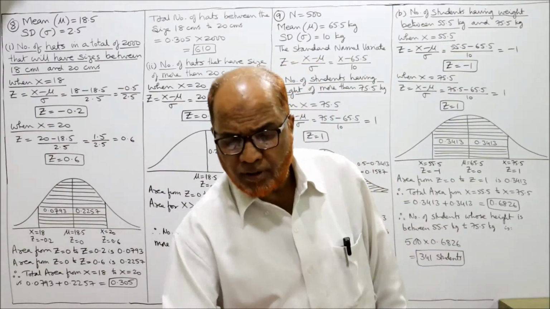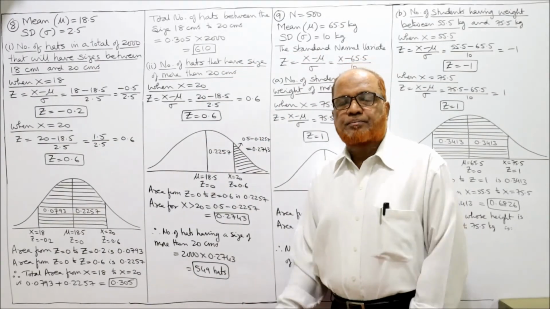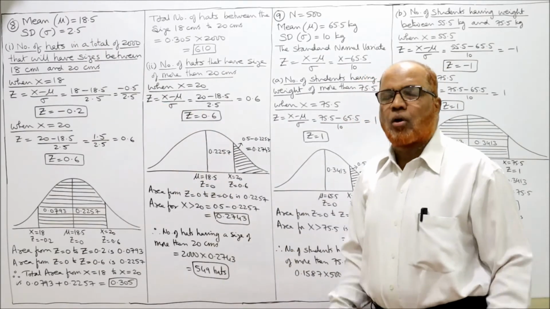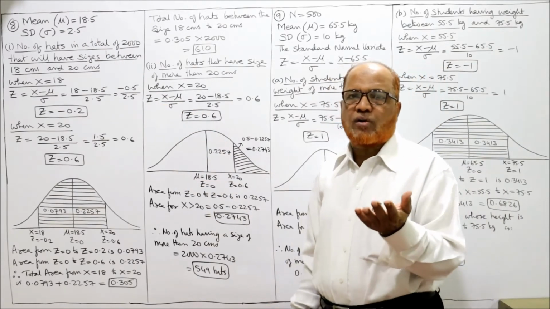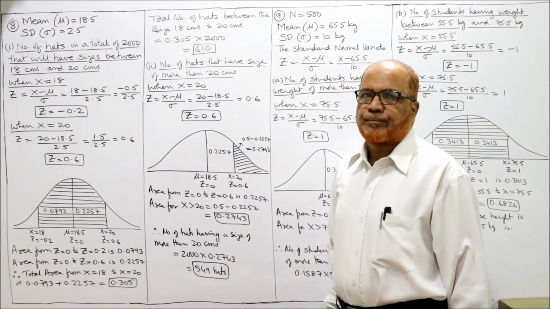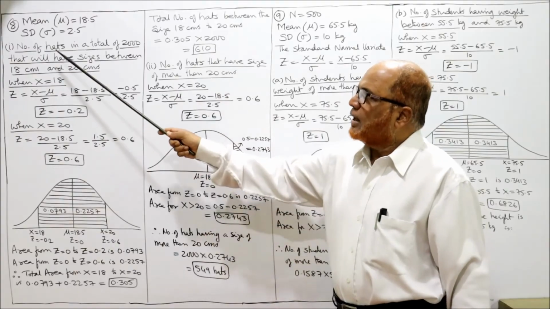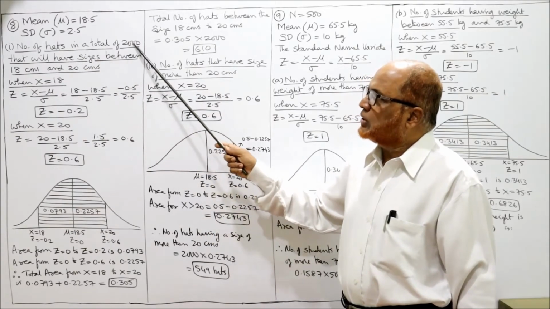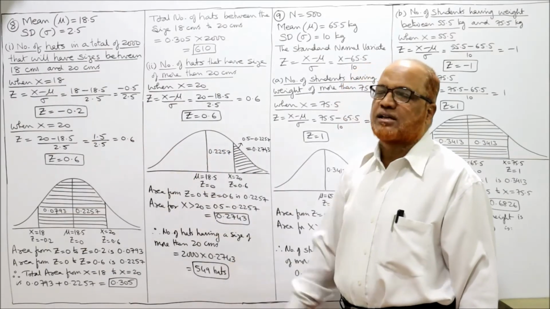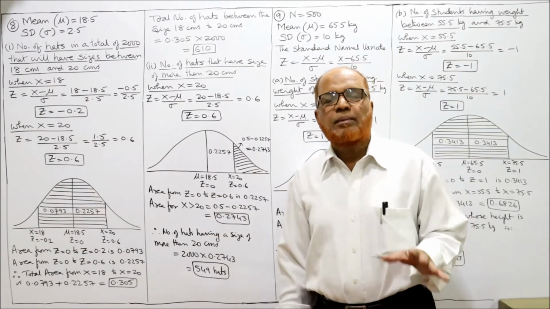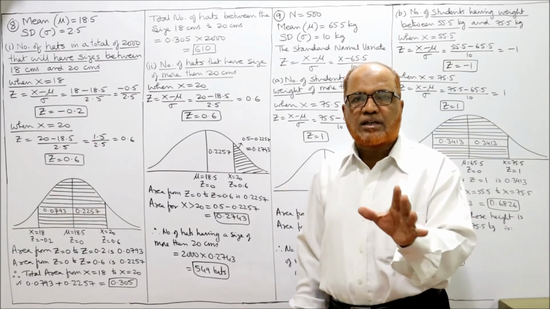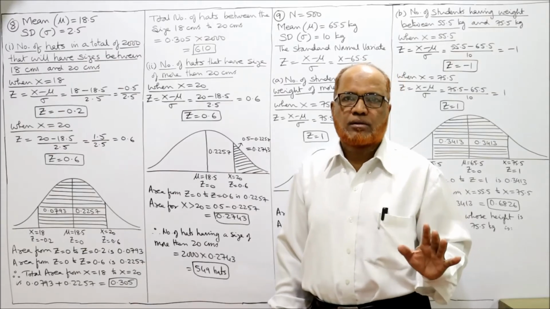That's it. So first of all, you understood the contents of the problem. The mean mu is 18.5 centimeter. On an average, the size of the hat is 18.5 centimeter, and the standard deviation is 2.5. Now we'll attempt the first question. Number of hats in a total of 2000 that will have sizes between 18 centimeter and 20 centimeter. That is, out of the 2000 hats, how many hats are expected to have sizes between 18 and 20? That is the question, right?